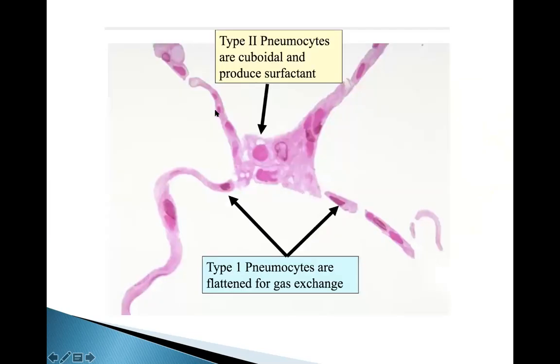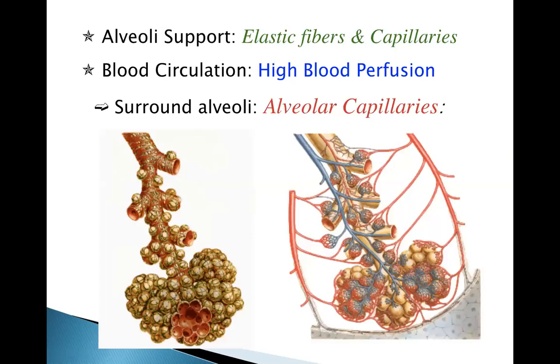All right, and then this is another view of that. So this is one of those type 2 pneumocytes. Again, these guys are surfactant producing cells that also have the angiotensin converting enzyme on their surface. And then we see the squamous cells out here. These are the type 1 pneumocytes or alveolar cells. All right, and then the alveoli are supported by lots of elastin fibers and capillaries. So you see in these views a tremendous amount of blood flow around each one of those little alveoli.